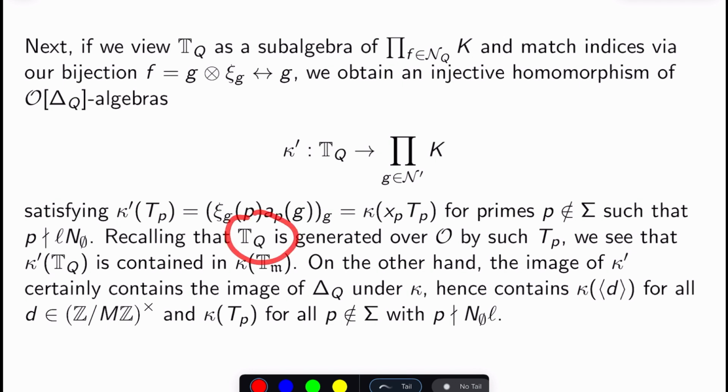But T sub Q is generated over O by exactly these kinds of T sub P's. And so kappa prime of T sub Q is contained in kappa of T sub M. On the other hand, the image of kappa prime certainly contains the image of Δ_Q under kappa, hence contains kappa of ⟨d⟩ for all d in (Z/MZ)^×, and kappa of T_P for all P not in Σ with P not dividing N sub empty set times L.